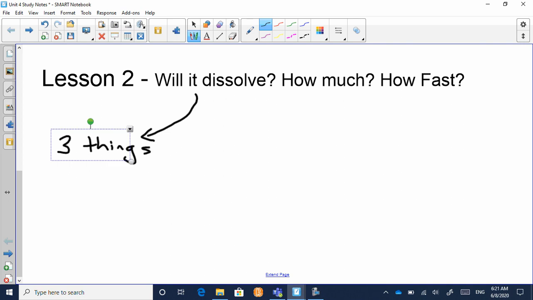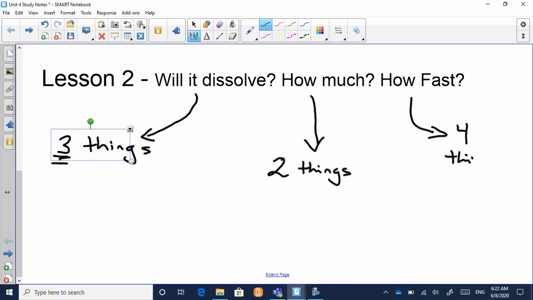Basically, it was the nature of the substance, the ion size and the ion charge. So just know those three things and have those in your study notes. The second thing was how much will dissolve. In other words, if you've decided that it will dissolve, now the question becomes how much will dissolve. So there are two things that you need to consider, the temperature and the pressure. And then for how fast, there are four things I want you to consider. So there are four reasons: are you stirring it? What's the temperature of it?